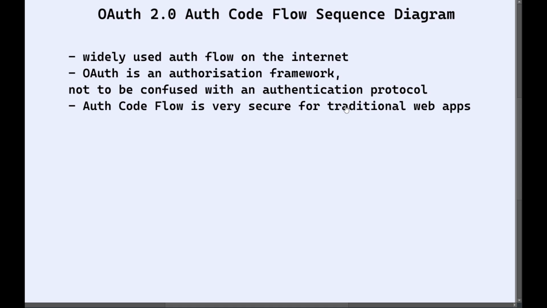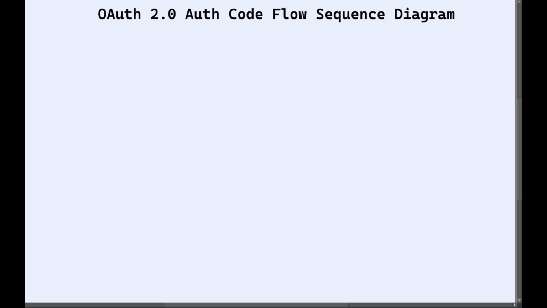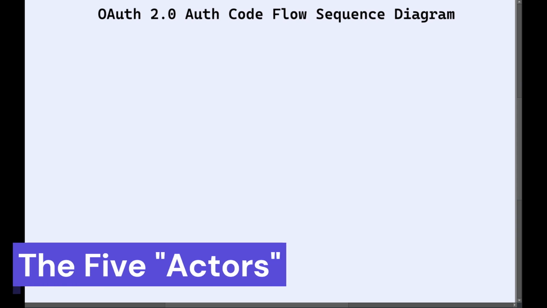And the authorization code flow is considered the most secure OAuth flow for traditional web applications because sensitive credentials and tokens never pass through the user's browser after authorization has completed. So let's now examine how exactly this happens. Before looking at the steps and all the arrows, I want to identify the 5 actors involved.